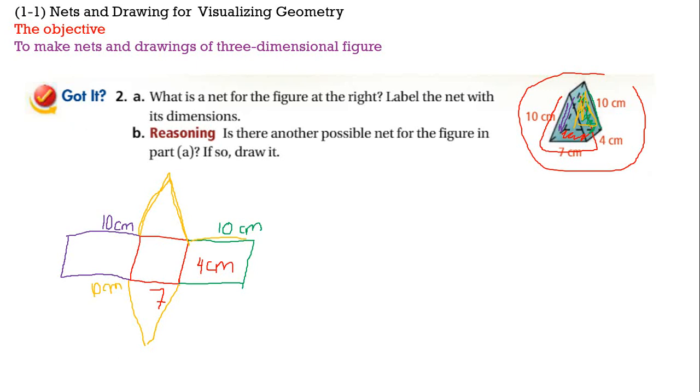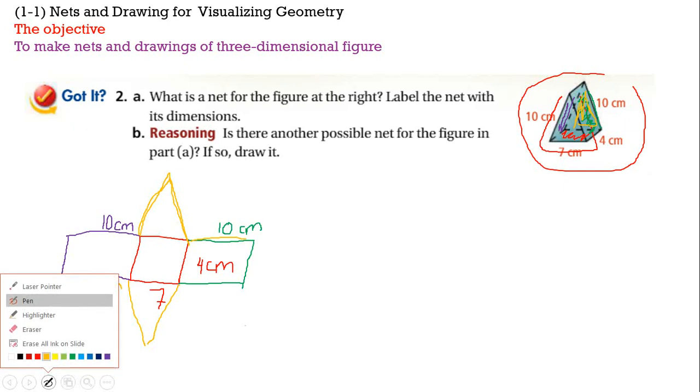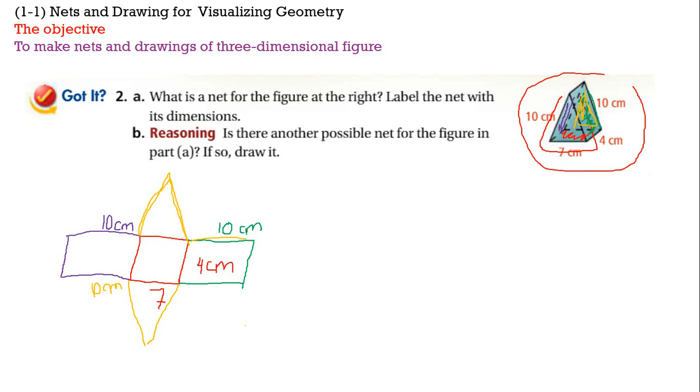Miss, is there any other possible net for this figure? Yes, there is. Let me show you what I'm going to do. So I'm going to use the same color for what I represented. So this one, which is the rectangle, I'm going to do it again using exactly the same way. You will try your best to imagine what I'm doing. This is 7 centimeter, this is 4 centimeter. I'll change the color to show you. So this is the rectangle that I have here on this side.